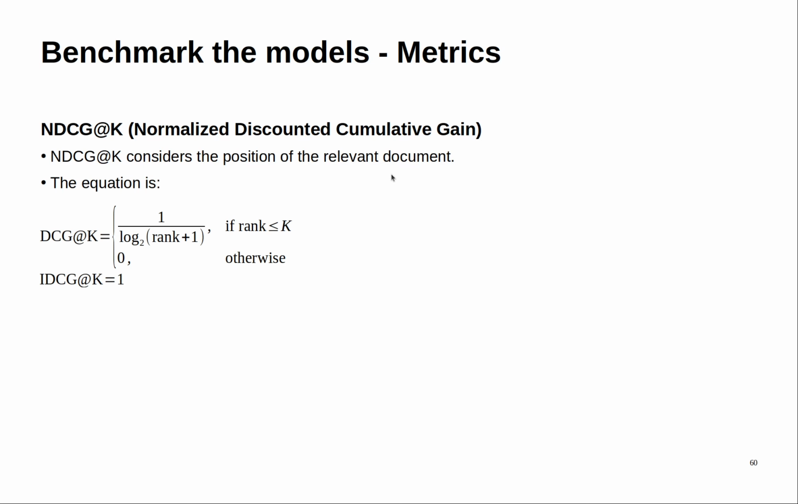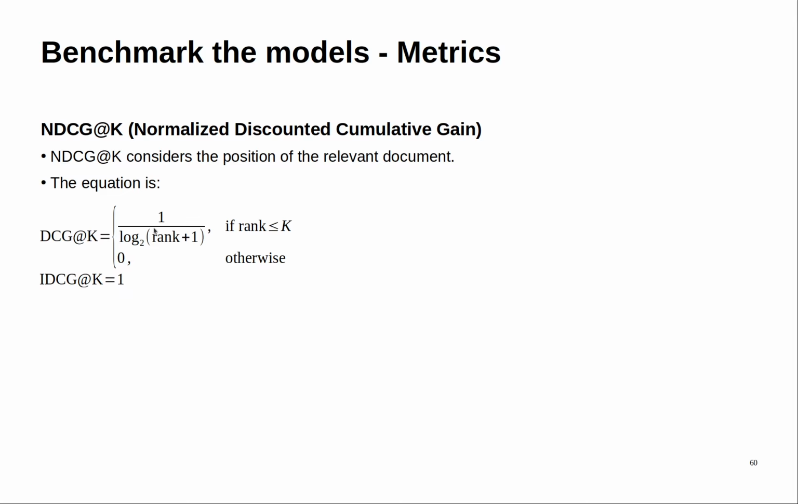Let's see the equation. So the equation looks a bit complex, but let me explain it to you. First, we have two terms, DCG, which is discounted cumulative gain, and the ideal DCG. And ideal DCG means the best output that we can get from the embedding model, which means that the correct document should appear in the first position. If that's the case, then the ideal DCG will be equal to 1. But the formula that we will apply is this.